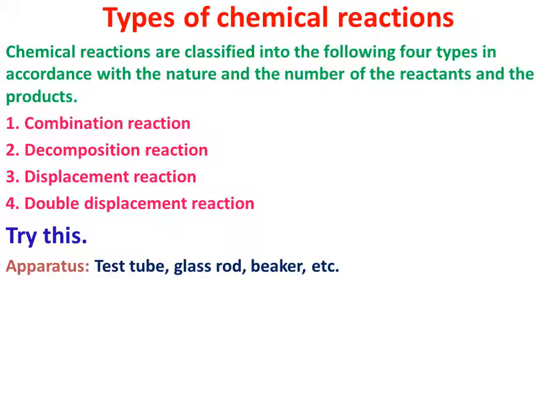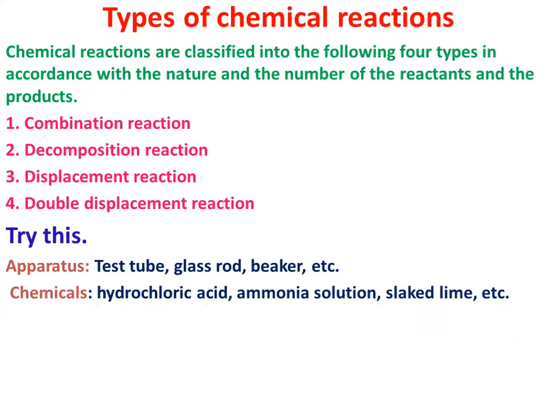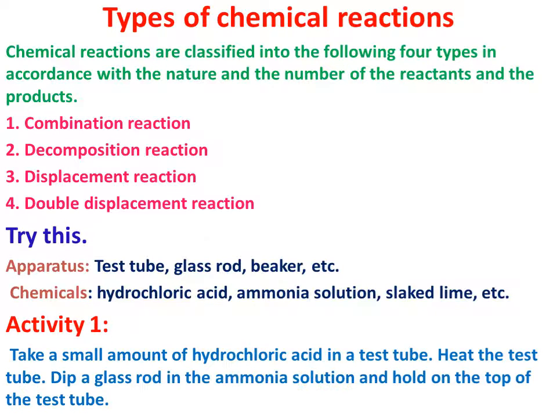Try this. There is one activity. Apparatus: test tube, glass rod, beaker, etc. Chemicals: hydrochloric acid, ammonia solution, slaked lime, etc. Activity 1. Take a small amount of hydrochloric acid in a test tube. Heat the test tube. Dip a glass rod in the ammonia solution and hold it on the top of the test tube.